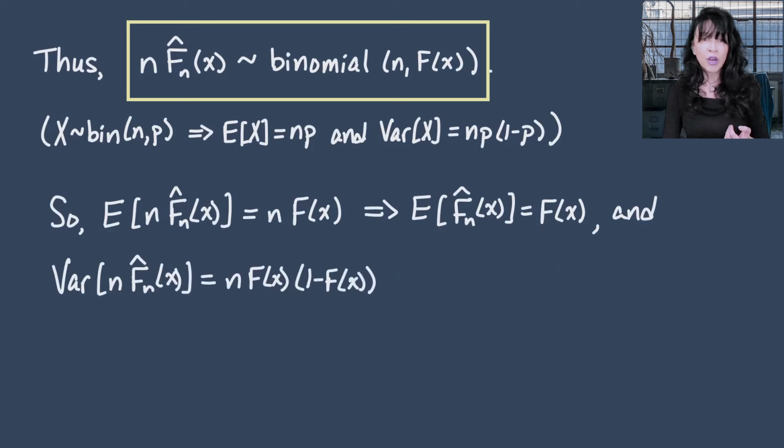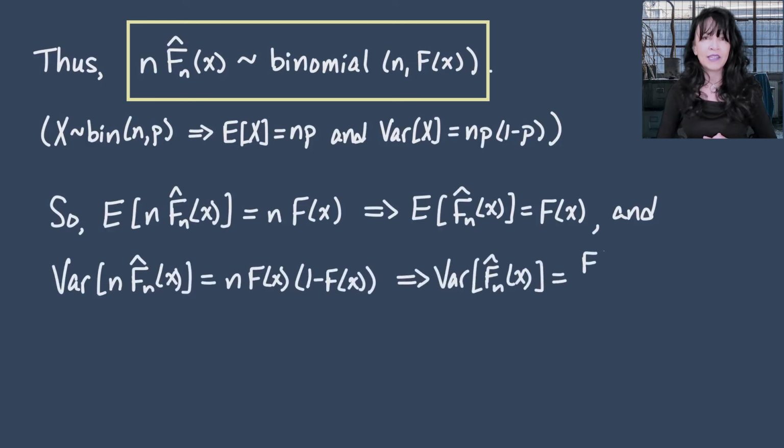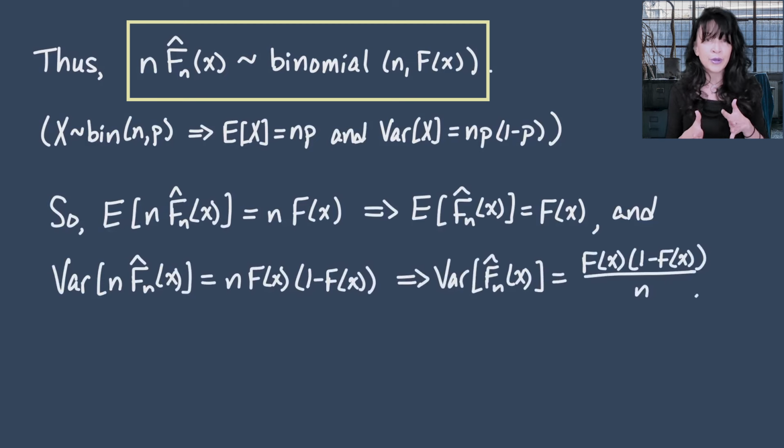And again, if we want to hone in on this empirical CDF alone, let's pull out this n. Constants pull out of variances squared, so we'll get an n squared in front. When you divide that to the other side, we'll get a little bit of cancellation, but we'll be stuck with one n remaining in the denominator. The variance of the empirical CDF at some fixed x is capital F of x, 1 minus capital F of x, all divided by n.